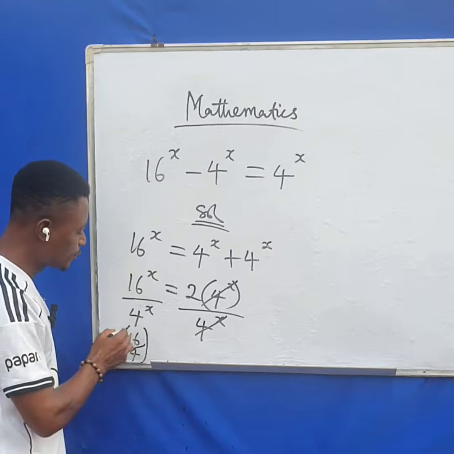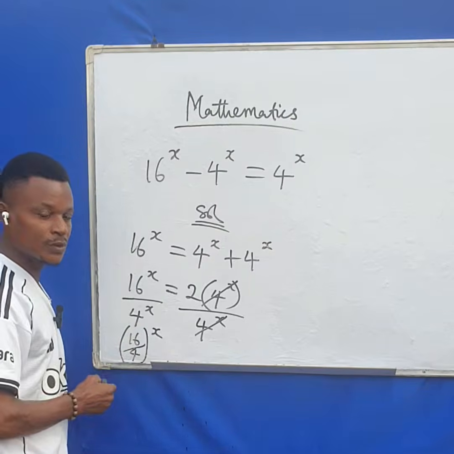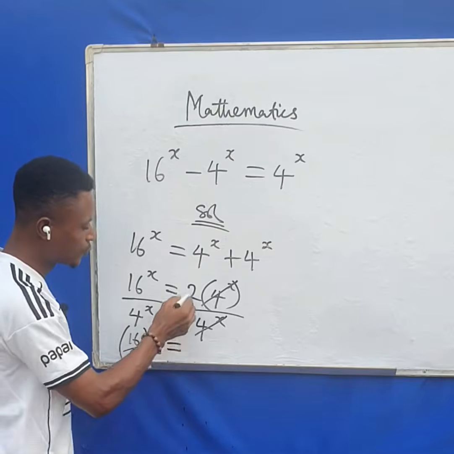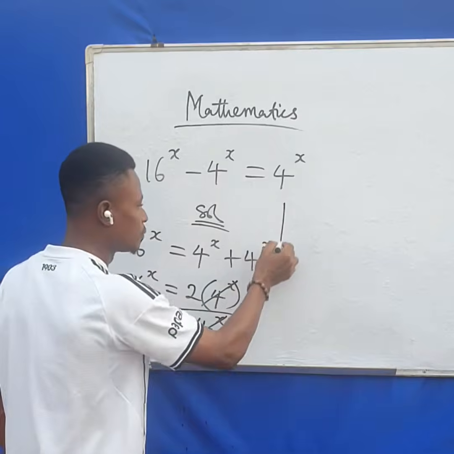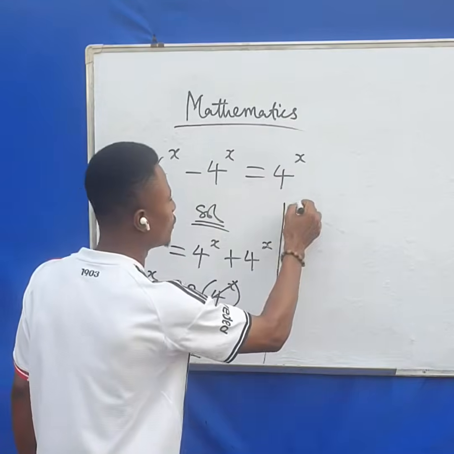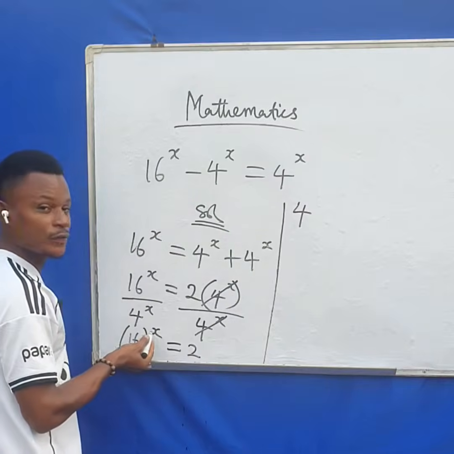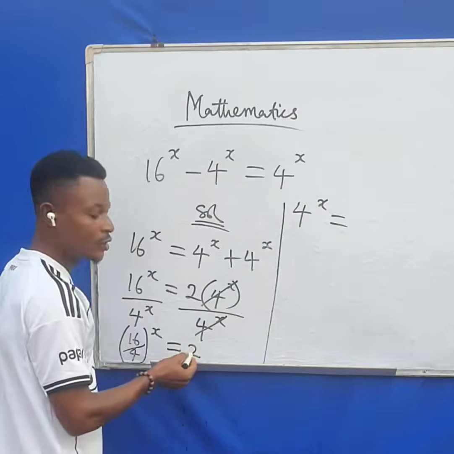Then we should raise them to the common power. I hope you understand. Then equal to this 2 here. So here we have 16 divided by 4, that will give us 4. We'll have 4 here, then raised to the power of this x, equal to this 2.